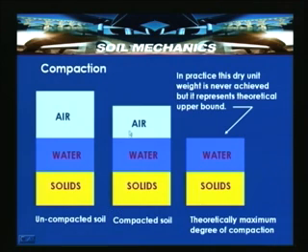So, that is what this slide shows: an uncompacted soil with air, water and solids in a three-phase diagram, and a compacted soil with a decrease in the air content, which shows the compacted nature of the soil. And this diagram shows a two-phase diagram with water and solids, which is the theoretically possible degree of compaction. In practice this dry unit weight is never achieved, but it represents the theoretical upper bound.